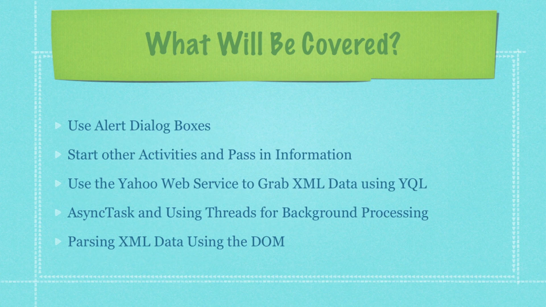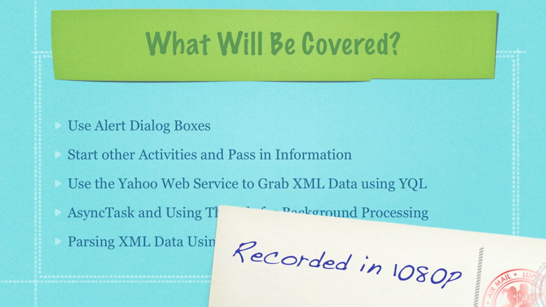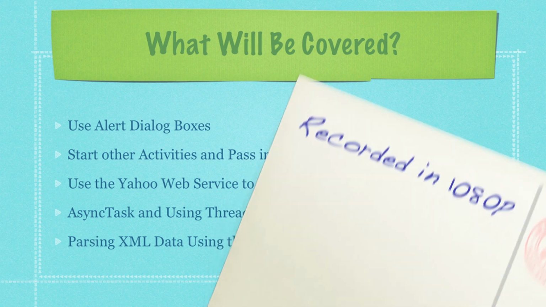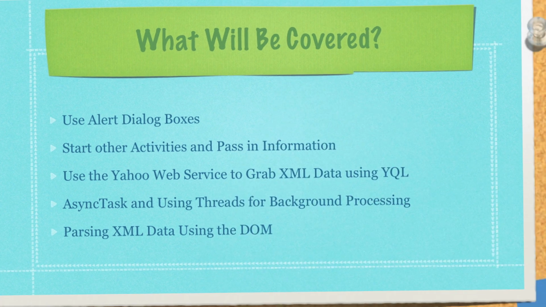I'm going to show you how to start other activities and pass information into those activities. We're going to review the Yahoo Web Service, and I'm going to show you how to grab XML data and parse it using YQL. I'm going to review the AsyncTask class and show you how to use threads whenever you want to do any type of processing in the background, like parsing XML. And of course, I'm going to show you how to parse XML data using the DOM, and eventually I'm probably going to show you how to parse XML data in the other different ways of doing it, and a whole bunch more. So let's get into it.